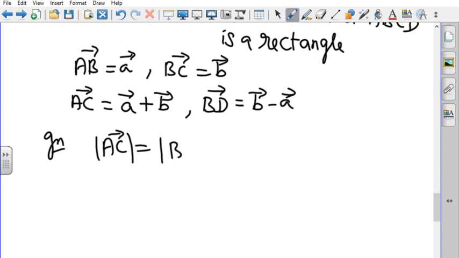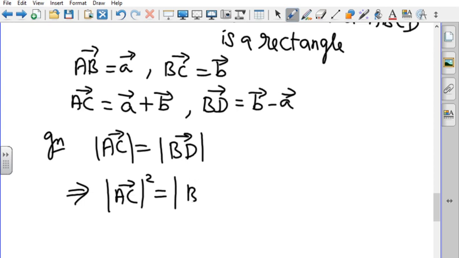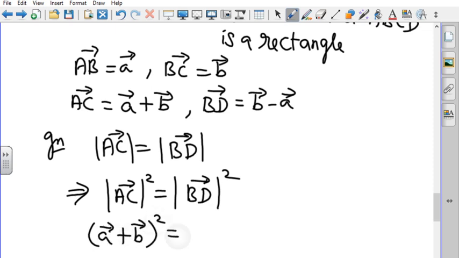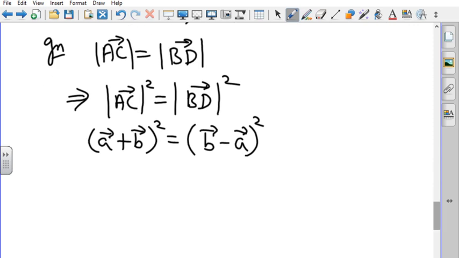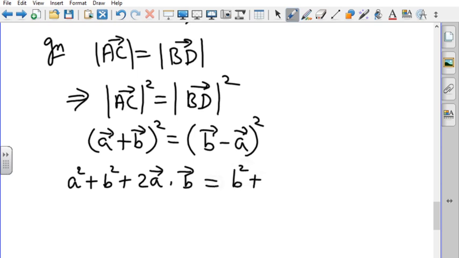So take the modulus. Why do we use modulus? Because their magnitude values are equal. Modulus of AC vector equals modulus of BD vector. Let us square both sides. Modulus of AC vector squared is equal to modulus of BD vector squared. AC vector squared means a vector plus b vector the whole squared is equal to b vector minus a vector the whole squared. Now we can expand by the formula. So what will happen? a squared plus b squared plus 2 a vector dot b vector is equal to b squared plus a squared minus 2 a vector dot b vector.